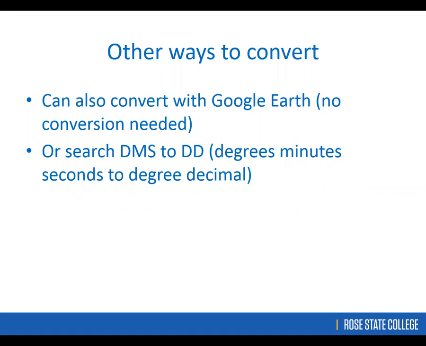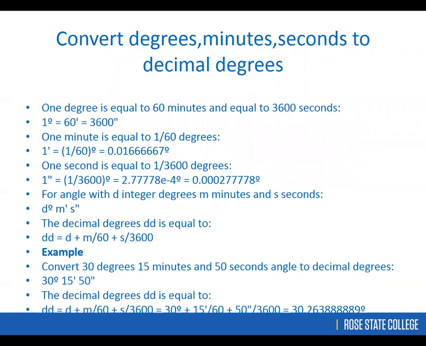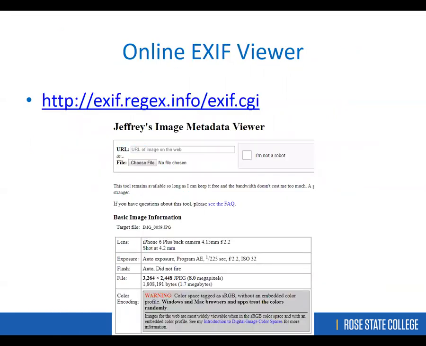Or you can search DMS to DD, and it tells you to do this. You're basically converting degrees to minutes. 1 degree is 60 minutes, so on and so forth, and do the math. It's all there. You can do it. I had to write it all out. It's not hard to do. Do we have to do that? No, because you can just use websites like this. It does it for you.